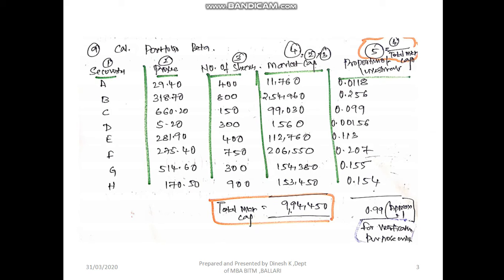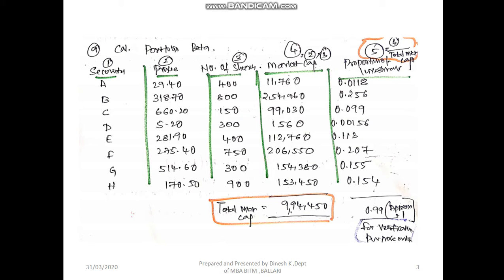So, let's take column number 4 as market capitalization, which can be calculated by multiplying column 2 with column 3. If we take the product of price into number of shares, we will get the market capitalization, right? So by taking the product of 2 and 3, price into number of shares, we get the respective market capitalization for each of the companies. And when we add up for all 8 companies, we will get the total market capitalization value as 9,94,450, which is shown here with the color red.